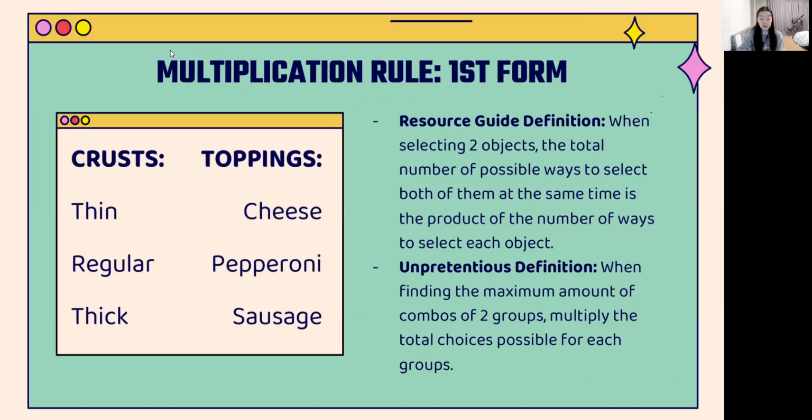Now the resource guide gives you a definition, but it's really fancy, so I made another one, which is, I hope, a little easier to understand. So the first form is when finding the maximum amount of combos of two groups, multiply the total choices possible for each group. So we see that if you just think about this logically, you have 3 choices for thin crust, then you have 3 choices for regular crust, then you have 3 more choices for thick crust.